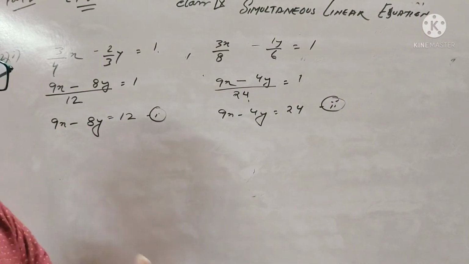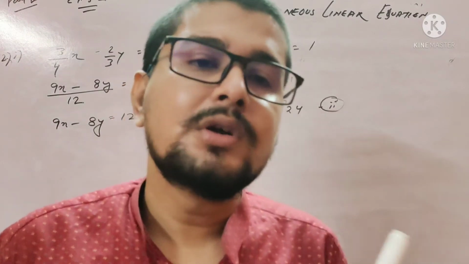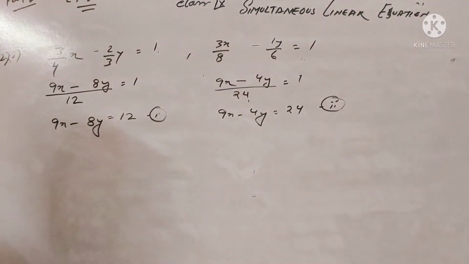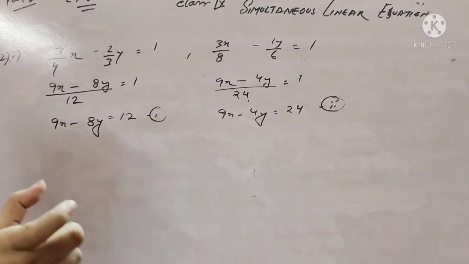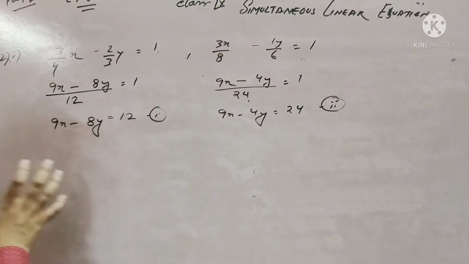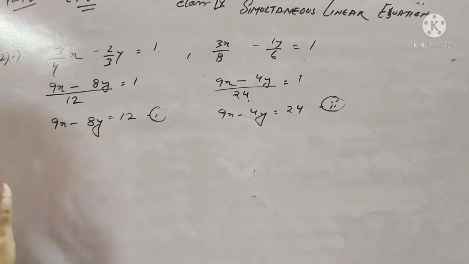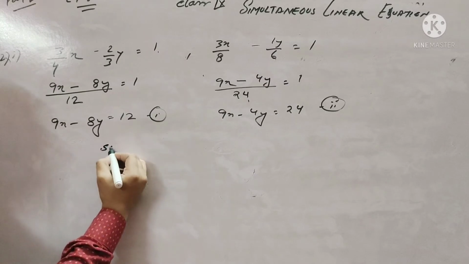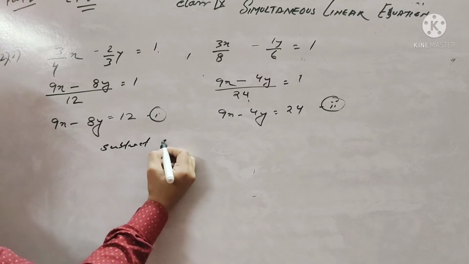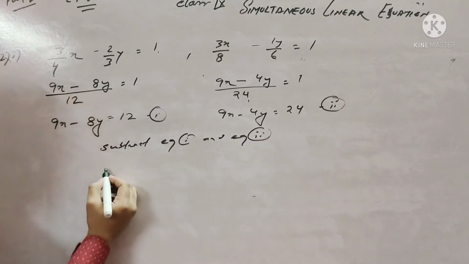You can easily see that the coefficient 9x is already equal in both, so no need to multiply with anything. Why do you multiply both the equations? To equalize, because if one variable is equal, you can apply subtraction or addition to eliminate that variable. If it is already equal, there is no need to multiply any equation by any number. So for equation 1 and equation 2, only subtract.